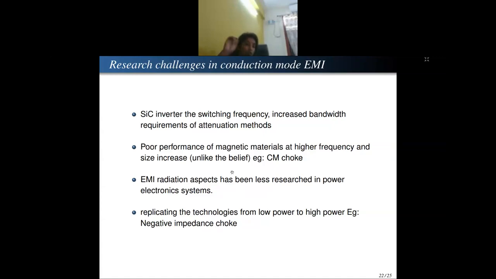And then we have also been working on the mixed mode noises: how common mode noise will have an impact on the differential mode noise measurement, and how differential mode noise will have an impact on the common mode noise, because based on the measurement only we decide the attenuation requirement. So these are all the things happening in, you could say, the propulsion unit of EMI mitigation methods. Yes, that's it. Thank you.